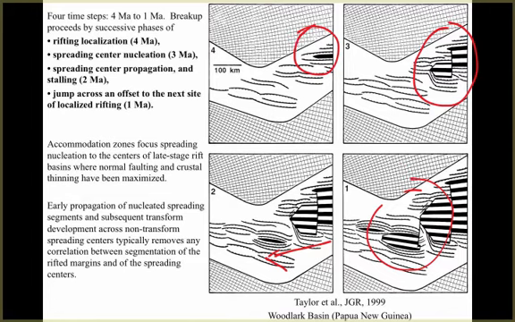So these accommodation zones focus spreading nucleation to the centers of the late-stage rift basins where normal faulting and crustal thinning are maximized. And then early propagation of nucleated spreading segments and the subsequent transform developments across the non-transform spreading centers typically removes any correlation between the segmentation of the rift margins and the spreading centers themselves.